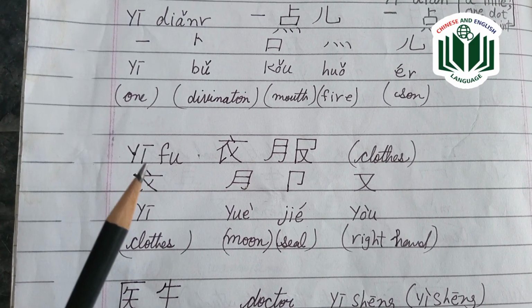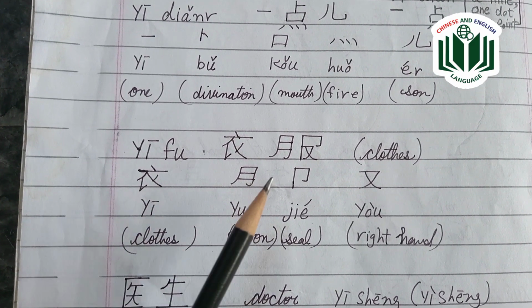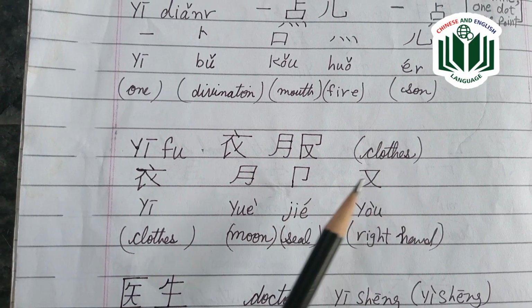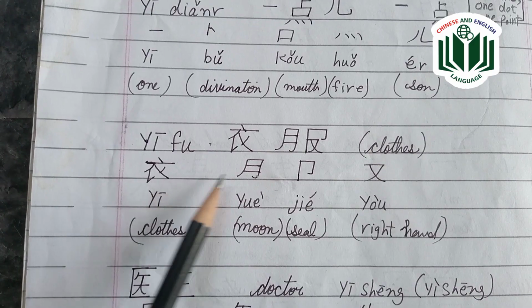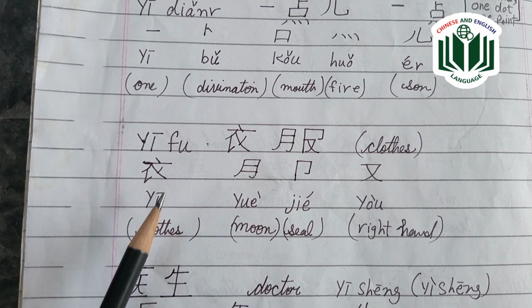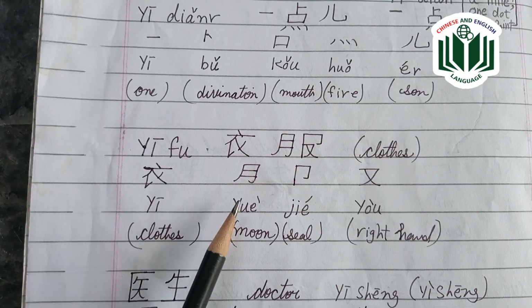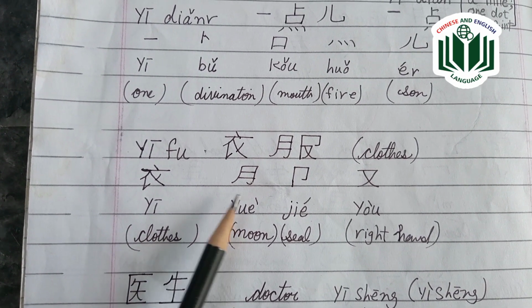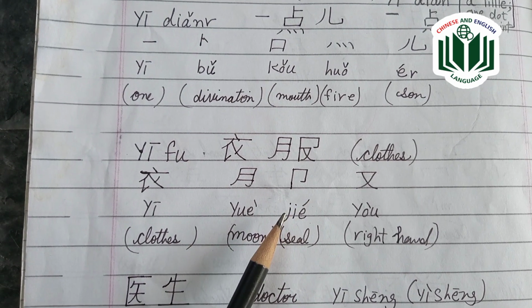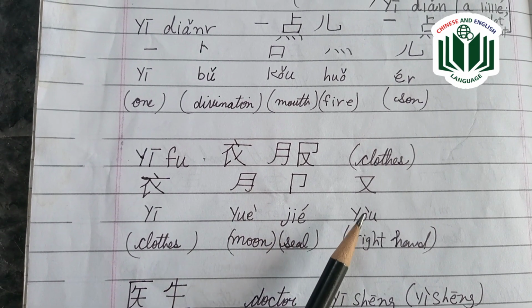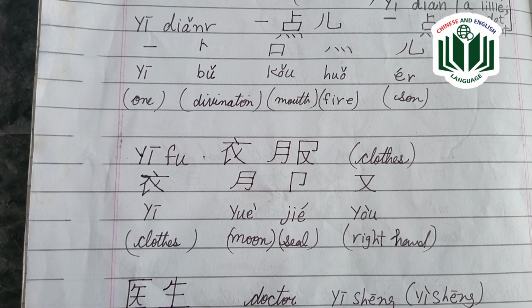Yīfu. Yīfu means clothes. The radicals are yī, clothes, yuè, moon, jié, seal, and yòu, right hand.